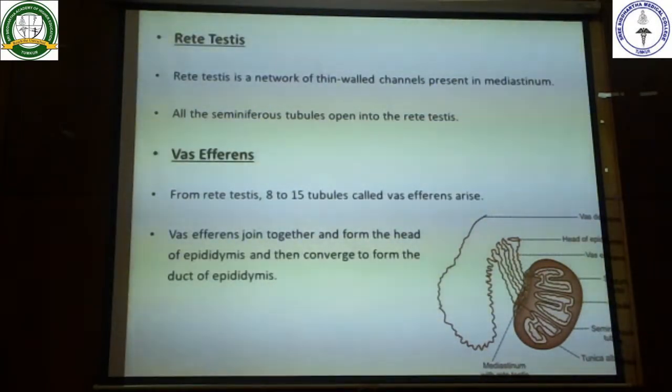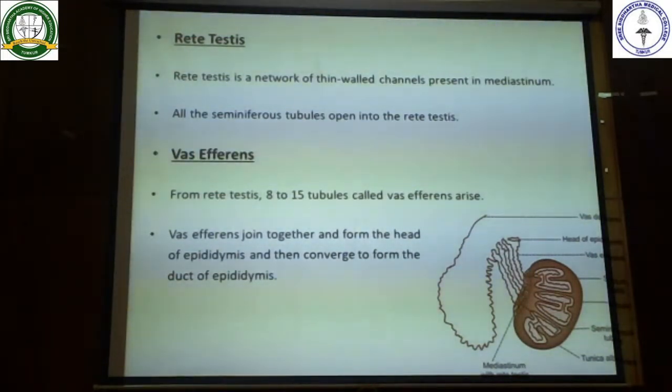Now coming to the rete testis. The rete testis is present in the mediastinum testis. It is a network of thin-walled channels, and all these seminiferous tubules finally open into the rete testis. Remember, the mediastinum testis is present in the posterior portion of the testis, and here the rete testis is present. The seminiferous tubules come and end in the rete testis. So that's about the rete testis.